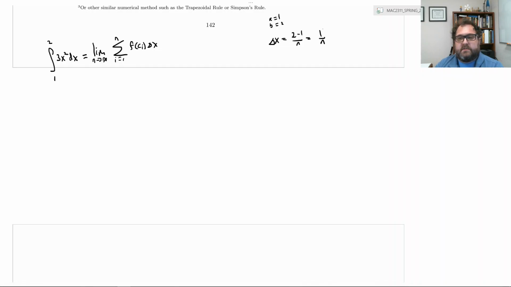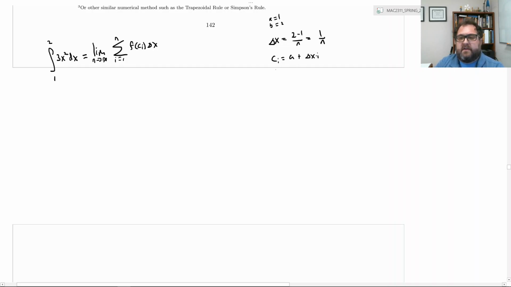Now, what about c sub i? That's your endpoints: left endpoints, right endpoints, midpoints. I'm going to use right endpoints because those are usually easier. And those are given by a plus delta x times i.